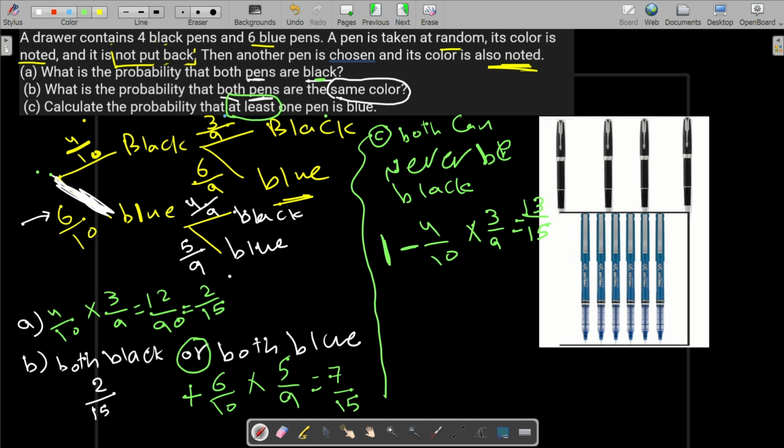The other way to do that is also by understanding it. I don't want both black. I need one black and one blue, or one blue and one black, or both blue. So we can write these 3 possibilities here. Again, it can be black and blue, or blue and black. Remember, we must have blue because he told us at least one is blue, or both blue.